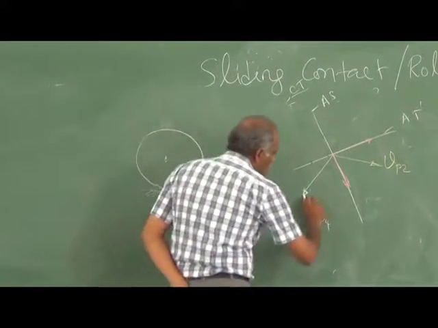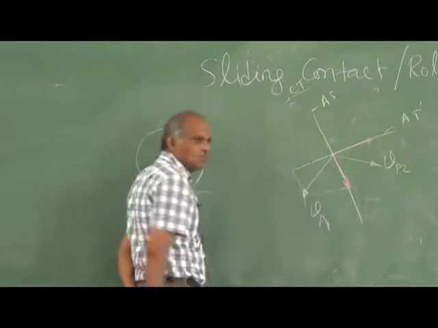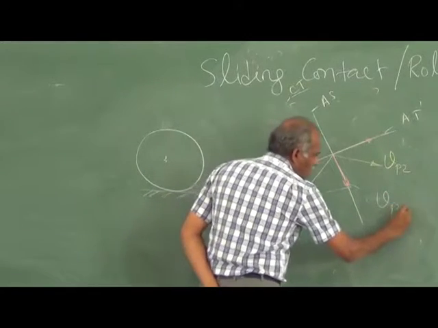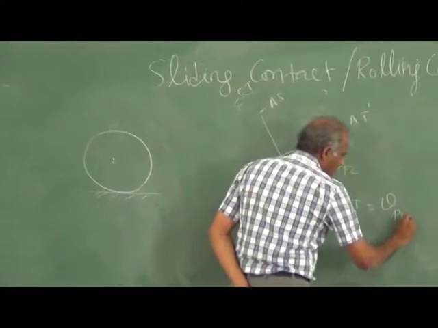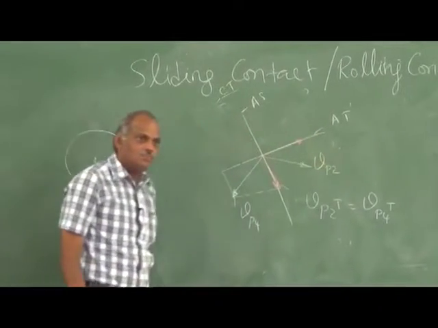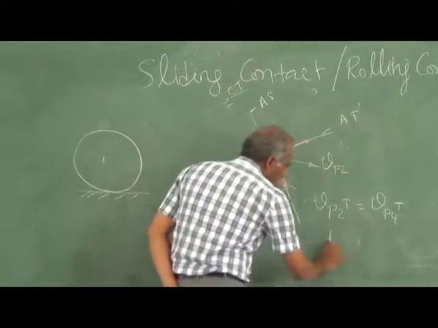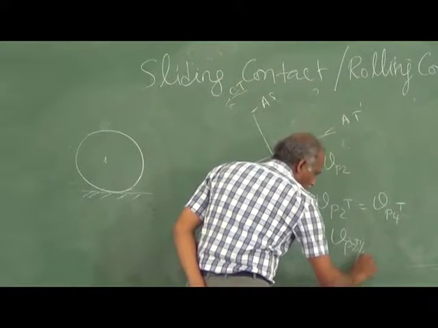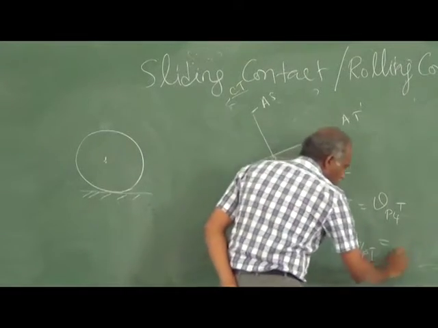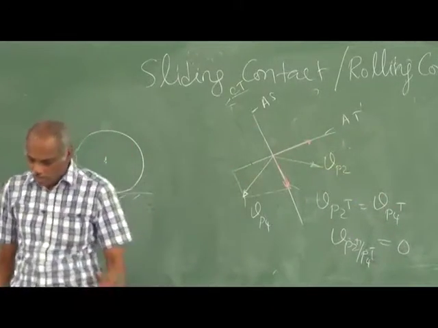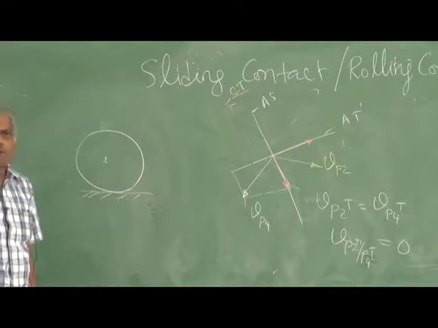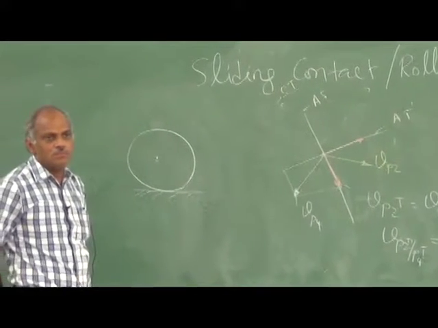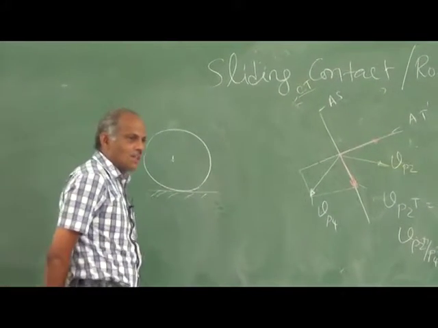When velocity of P4 is like this, what you are getting here is velocity of P2 tangential is equal to velocity of P4 tangential. Therefore, the relative velocity of P2 tangential with respect to P4 tangential becomes zero. Then your contact will become a rolling contact. But this is not viable.